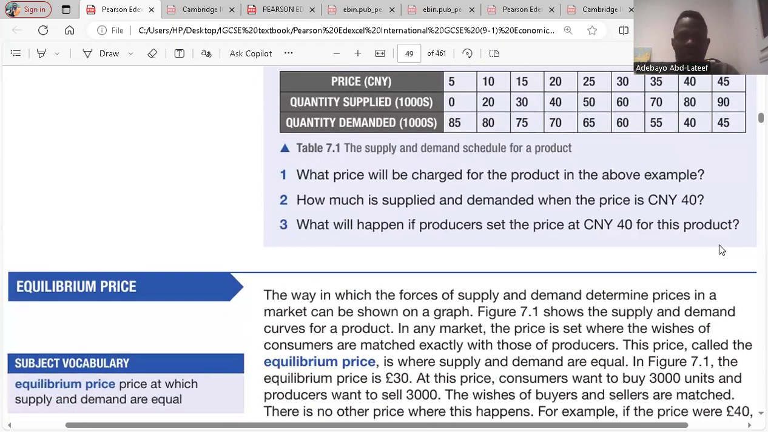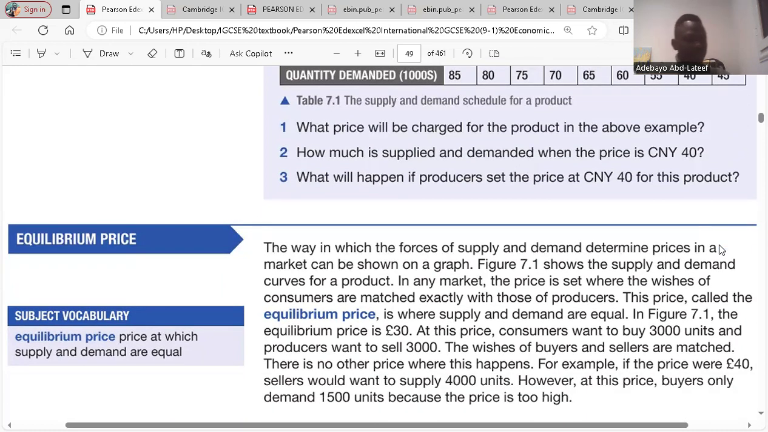Question three. What will happen if producers set the price at CNY 40 for this product? If producers try to charge 40 CNY per unit, they will be left with unsold stock. That means there's excess supply, because the supply is higher than demand. So that is not the price they must charge. I think it's clear.